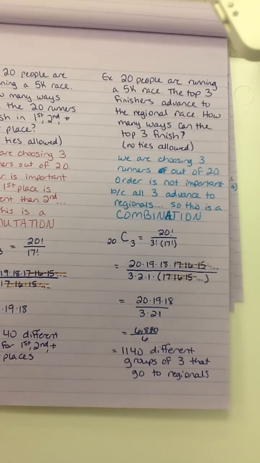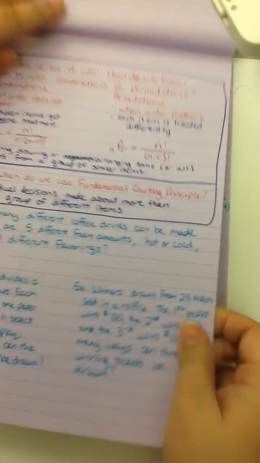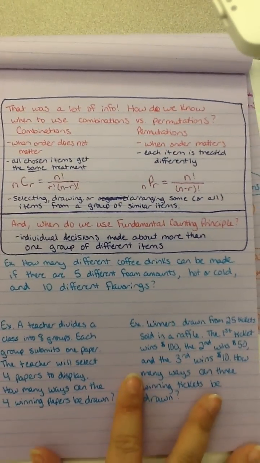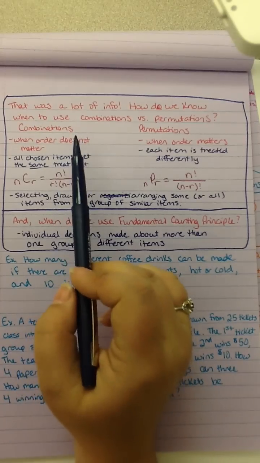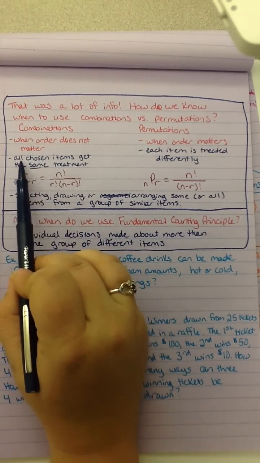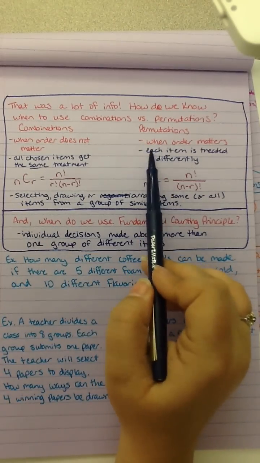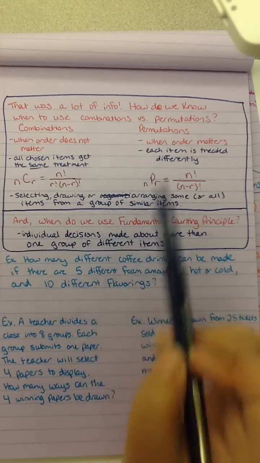Okay, so that was a lot of information. So let's break it down. So this is the last page, but it breaks it down. So when do you use which thing? Because most of your problems on your assignment are going to be word problems, and you're just going to have to know which one of those 3 things do you use. So how do we determine this? Well, when we use combinations is when the order does not matter. All of the chosen items get the same treatment. That's a combination. Permutations are when order does matter, and each item is treated differently, and you would use these formulas respectively.